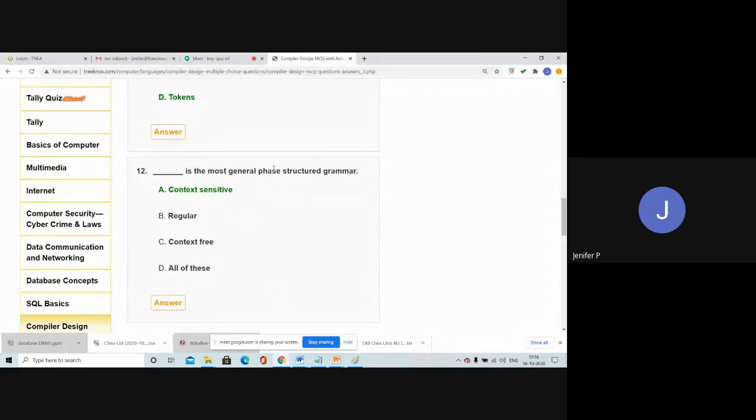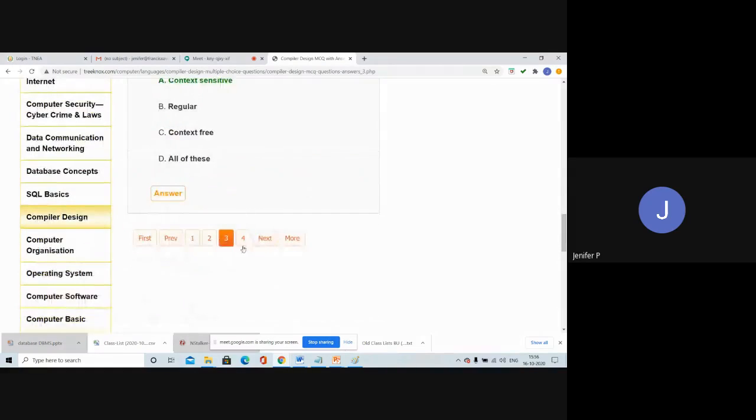Okay, so from the name itself we can define. It should be a structured one, and most general phase, so it represents context sensitive. Free represents there is no structure. Okay, so that's why the answer is context sensitive grammar. Okay, and the next one, I am searching for some optimization related question.